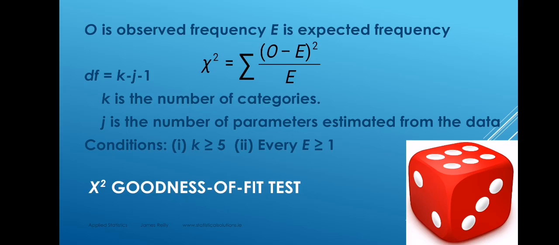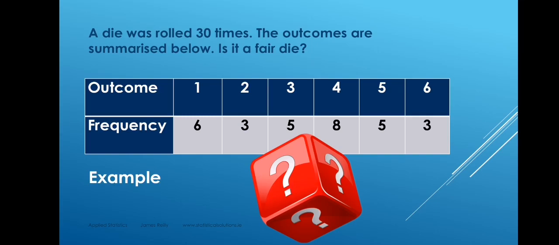So the way we perform this test is that we compare the observed with the expected frequencies. The observed frequencies are from the data that arises, and the expected frequencies are the data that would be expected to arise in the process if that distribution did apply to the data. The degrees of freedom is k minus j minus 1, where k is the number of categories and j is the number of parameters estimated from the data. The condition for using this is that there are at least 5 categories and all the expected values should be at least 1. So we're going to look at a die that's rolled.